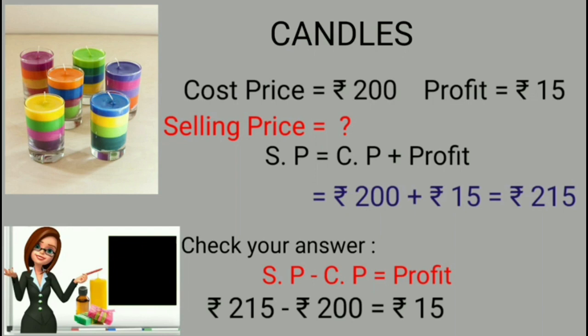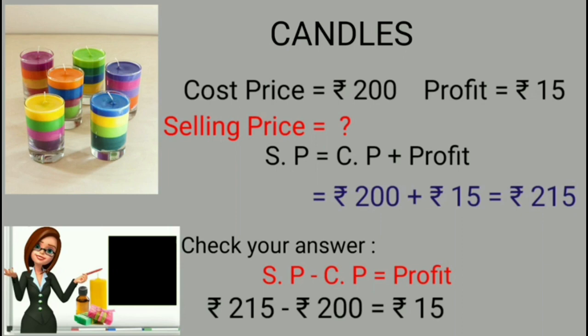Children, let us start. To find the selling price, we have to add profit to the cost price. CP plus profit, that is 200 rupees plus 15 rupees. The sum is 215 rupees, which is the selling price of a pack of 6 candles. Children, let us check our answer by comparing cost price and selling price. What did you observe, children? Exactly. Selling price is greater than cost price.